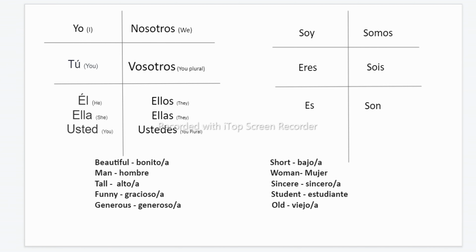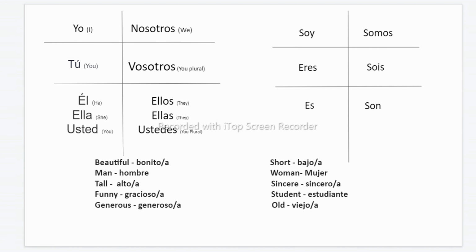Short, if somebody is short, you can say bajo for man, baja for women. Women in Spanish is mujer. Sincere is sincero for masculine. If the person is a woman, then sincera. Student, estudiante. Old, viejo for man, vieja for women.